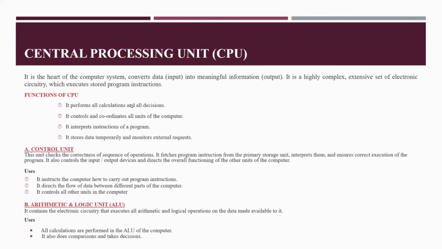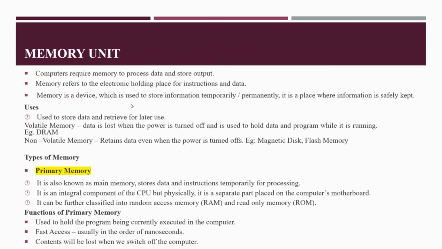Then you have the arithmetic and logical unit. Arithmetic, as the name says, performs arithmetic operations and it performs logical operations. Arithmetic means addition, subtraction, multiplication and division. Logical means some true or false decisions will be taken by the logical unit. So these are the two important parts of the central processing unit, and this unit is called the heart of the computer system. The last one is the memory unit.